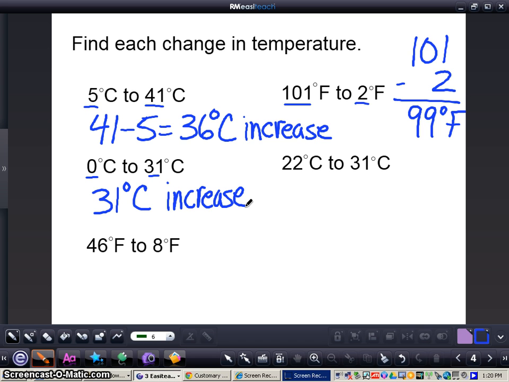Okay, then taking a look at one more, 22 degrees Celsius to 31 degrees Celsius. We can take 31 minus 22. That gives us 9 degrees. So a 9 degree change within Celsius, that would be a 9 degree increase.